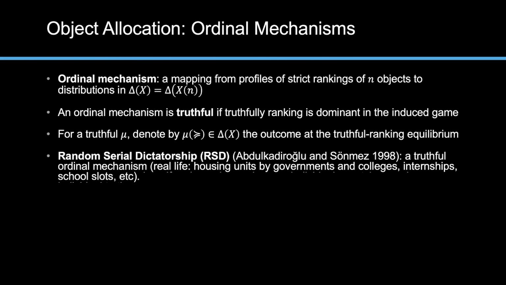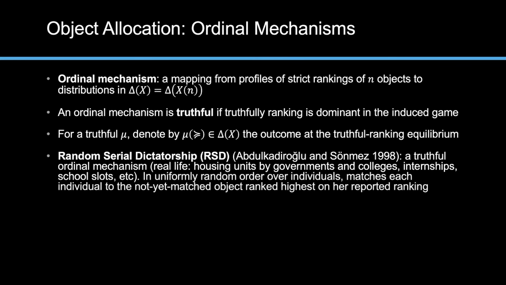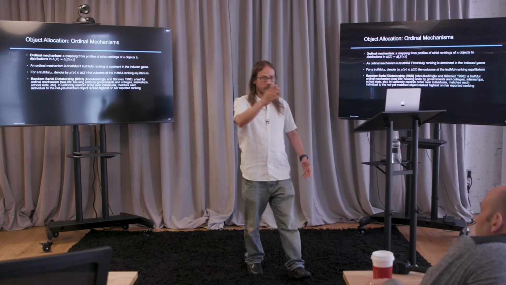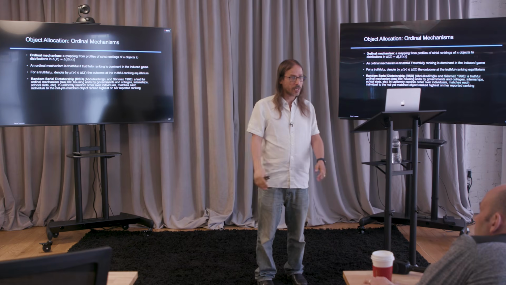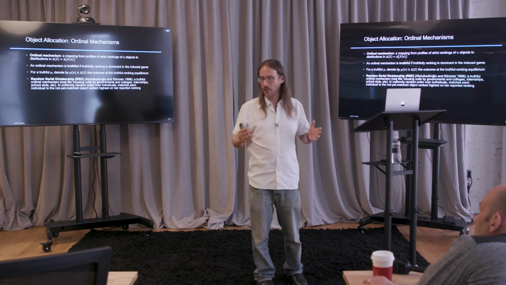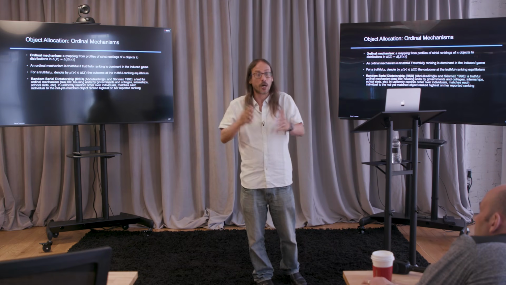Random serial dictatorship is the truthful ordinal mechanism that's used abundantly for assigning housing units by governments, by colleges, internships, school slots, whatnot. And it works very simply: in uniformly random order over individuals, it matches each individual to the not yet matched object ranked highest on her reported ranking. So, we draw an order. First is Tim. Tim picks his favorite. Then his favorite is gone. Next is Yuval. He picks his favorite among those that Tim has not yet taken, etc.